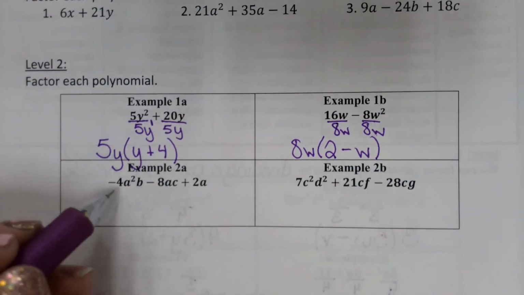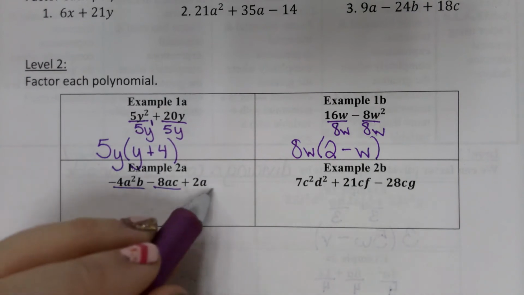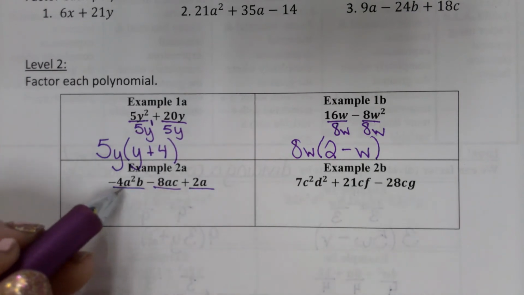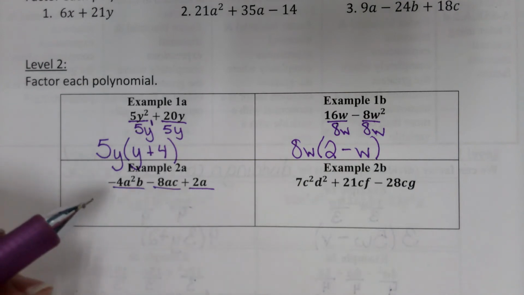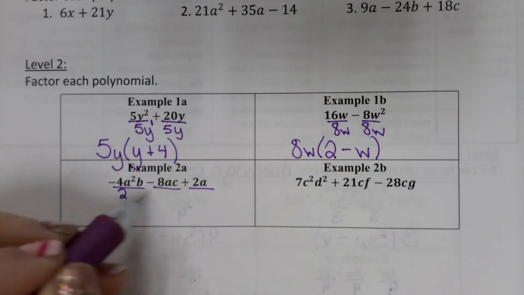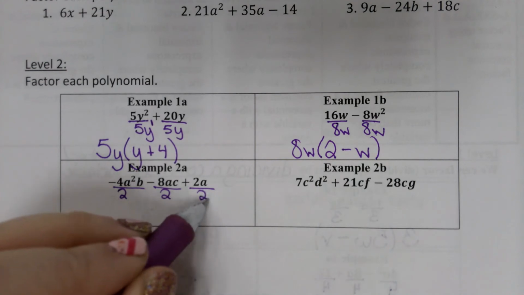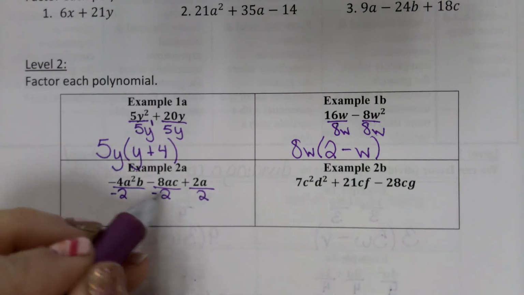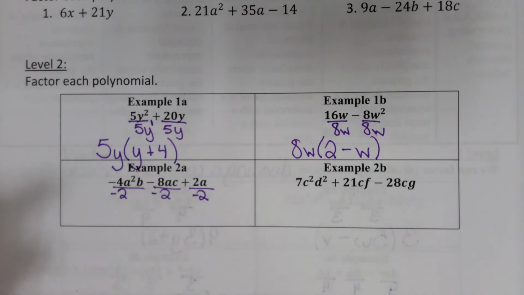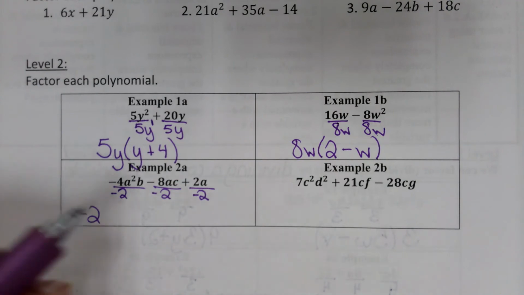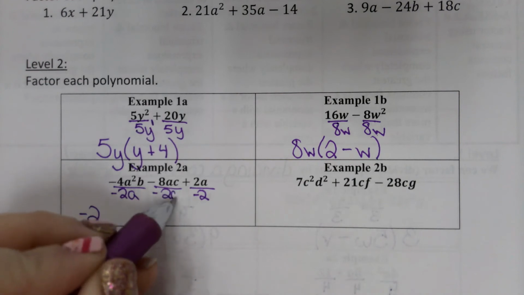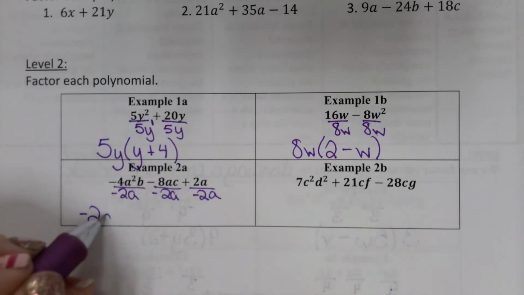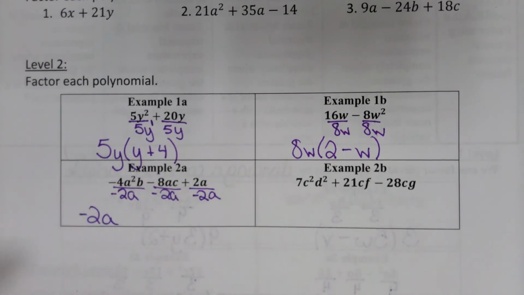In example 2a, I now have 3 terms to consider. 4, 8, and 2. What number goes into all of those? 2. That's the largest number that'll go in. And whenever we have this front number that's negative, we're going to take a negative 2 out. So it's going in front. Also common in all 3 terms is a. So an a is going to come out as well.